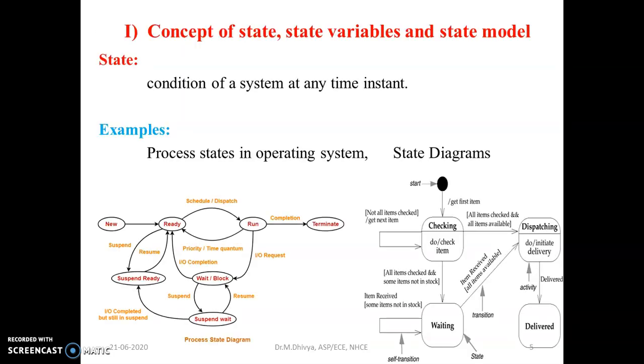Concept of state, state variables and state model. State. State is defined as the condition of a system at any time instant. Example, process states in an operating system, and state diagrams of various real-time applications, which will tell the condition of the system at any time instant.